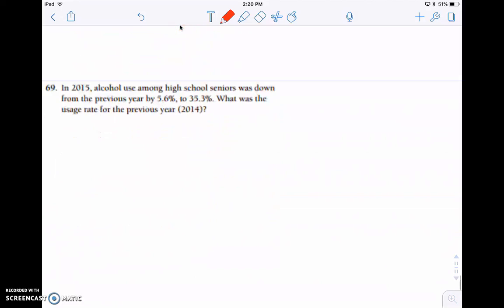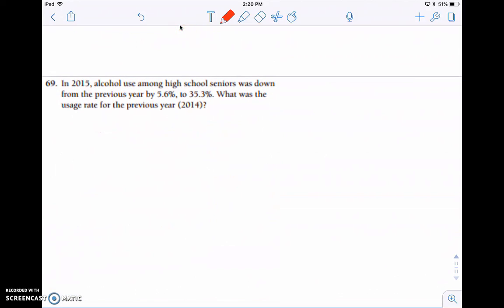Okay. Let's look at another one here. In 2015, alcohol use amongst high school students was down. So that's a key idea there. So we're decreasing from the previous year by 5.6%. And it decreased down to 35.3%. So what is the usage rate for the previous year?